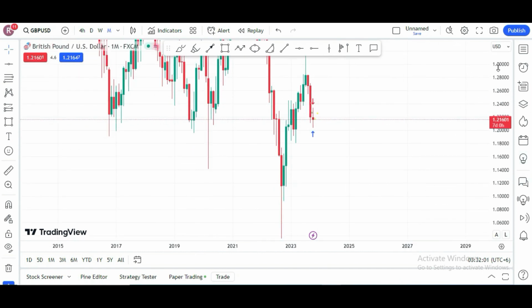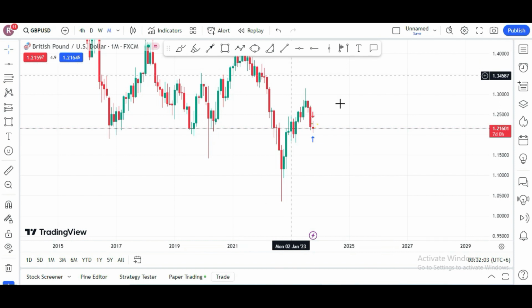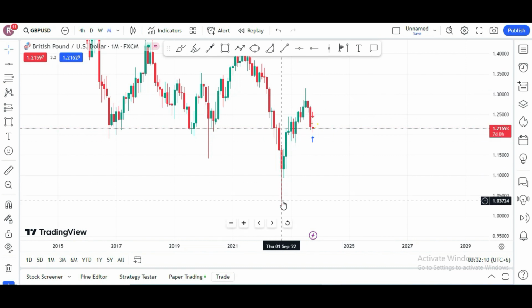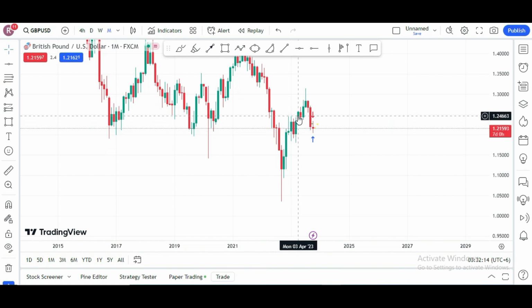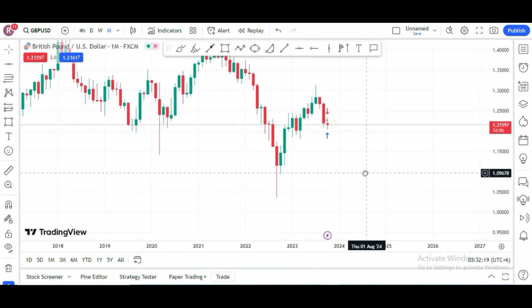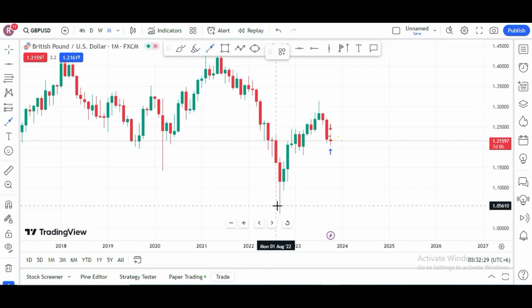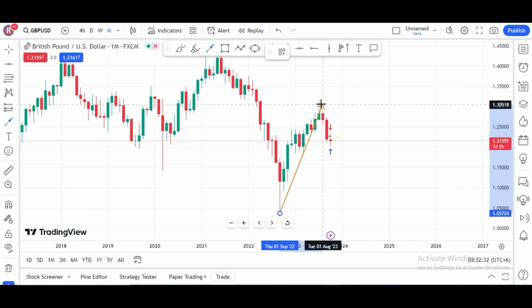So again, the main trend is downtrend. Here we are seeing for the last 11 months, the pound was gaining on the dollar. So considering that, it is an uptrend.